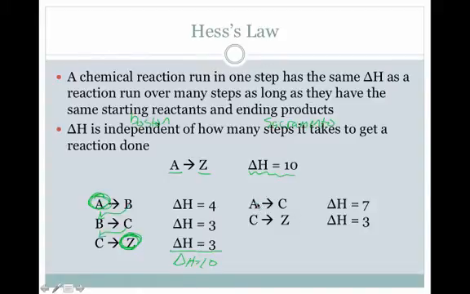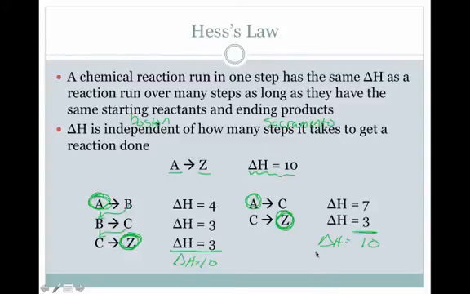Let's skip a step here. Instead of going from A to B, let's go all the way from chemical A to C, and then we'll have the same reaction down here where chemical C reacts to make chemical Z, and again we notice we still have the same starting and end points, and again our delta H's for the entire process add up to 10.